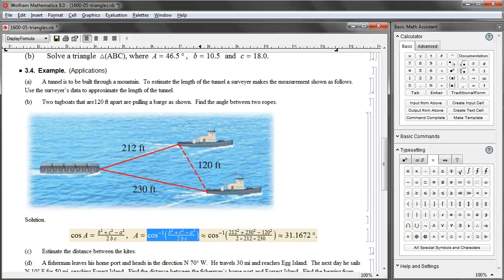Now, how about a, b, c values? We are looking for capital A, which is the left-hand side point here in the barge. So small a is 120 feet, and then the others are 212 and 230 respectively. Plug in all those numbers and calculate with your calculator. You're going to get 31.17 degrees approximately. Make sure your calculator is set in the radian mode.